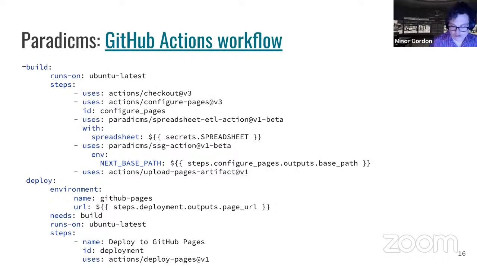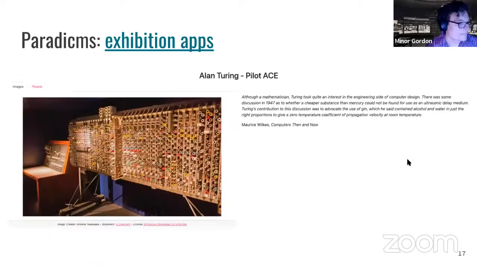How does the GitHub Actions bit work? Well, GitHub Actions, I don't have too much time to go into this in depth, but it is a continuous integration deployment system that runs automatically when you push to a GitHub repository, or you can manually trigger it or schedule it and so on. So this is effectively the code to chain together the ETL action given the spreadsheet here, and then do the static site generator. So just incantations there.